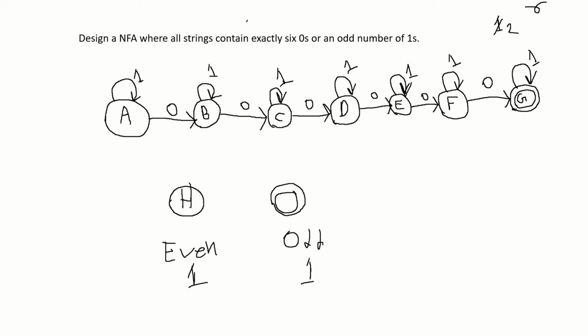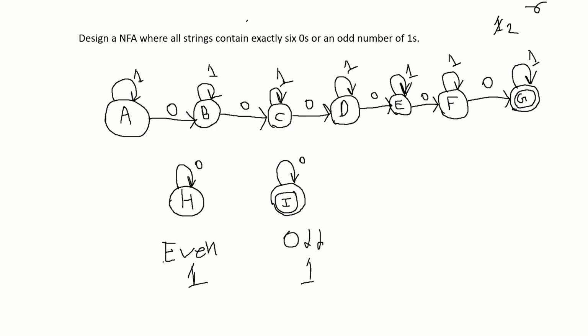So this is state H and this is state I. As for odd number of 1's the number of 0 doesn't matter, we will have a self loop of symbol 0 for both state H and state I.